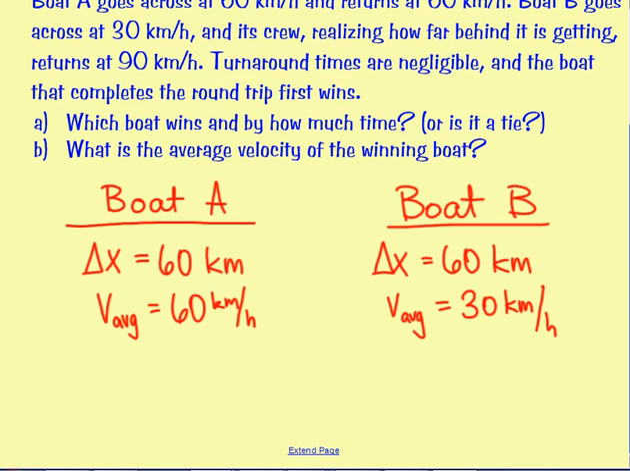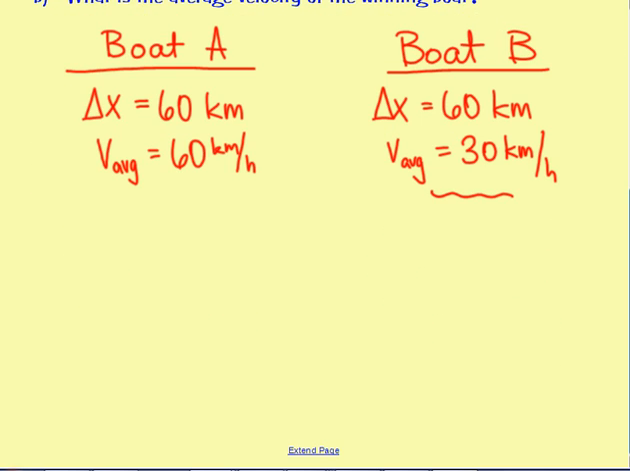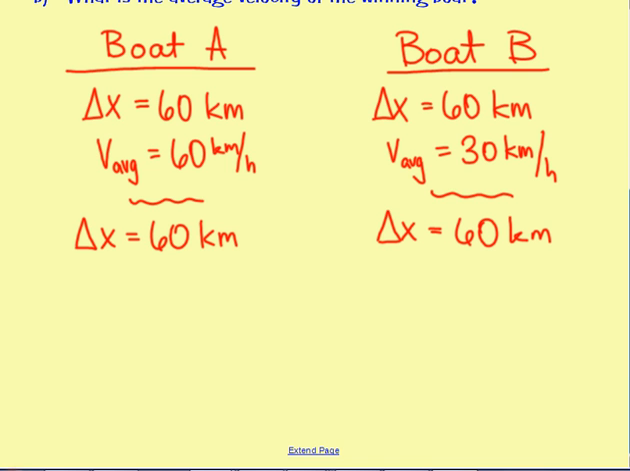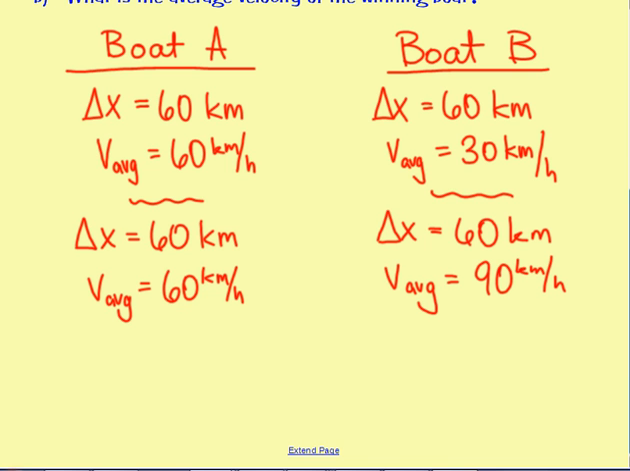Then we go on the way back. The displacement is the same on the way back, 60 kilometers. But the speed is the same for boat A, because it tells us that it does both trips at the same speed. But boat B really picks up its speed. It's going 90 kilometers per hour on the way back.